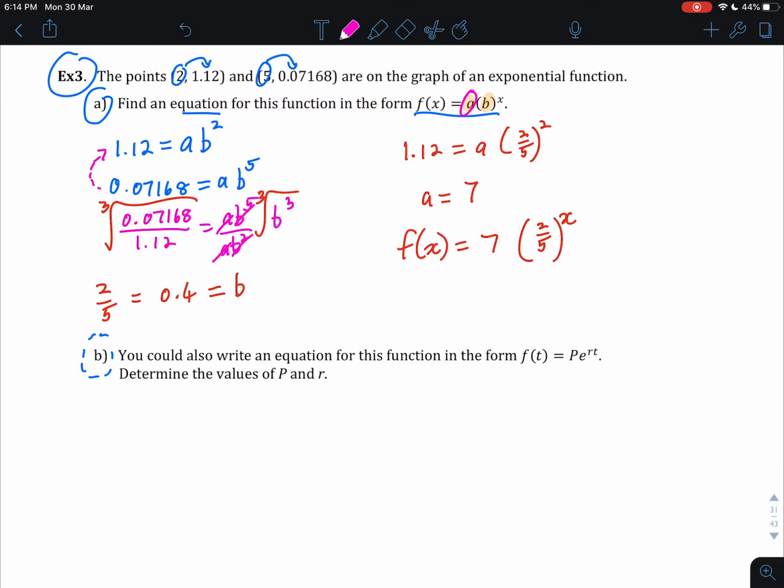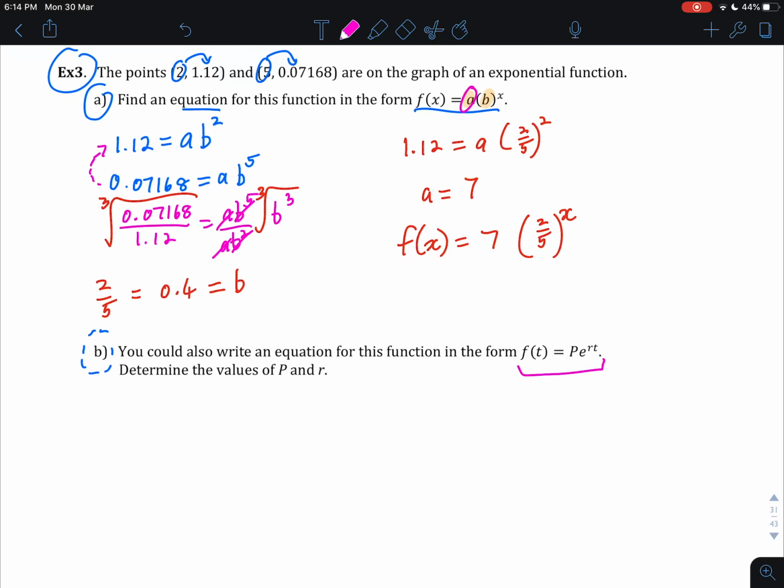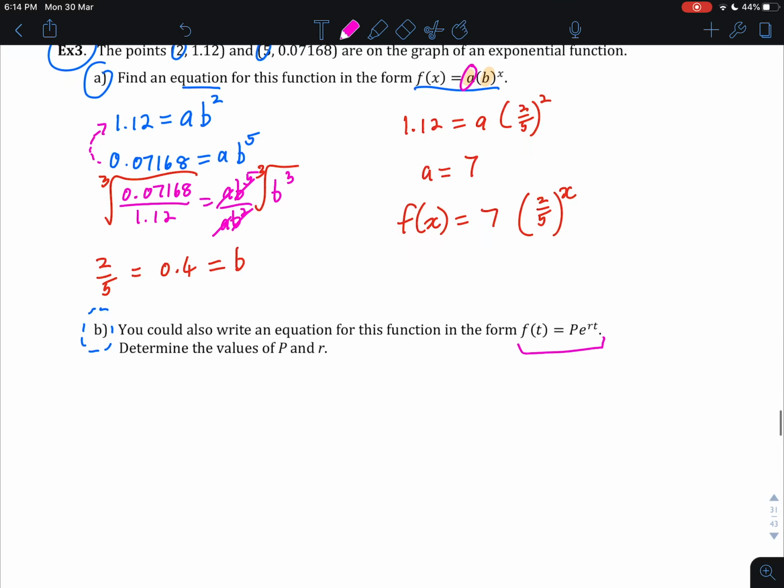Okay, quick little aside here, and so we could also take the function a times b to the power of x and write it pretty much in the form of the PERT formula. What you need to see here is that where we have f of x is equal to 7 times, and this time I'll write it as 0.4 to the power of x, our f of t function is P e to the power of rt.